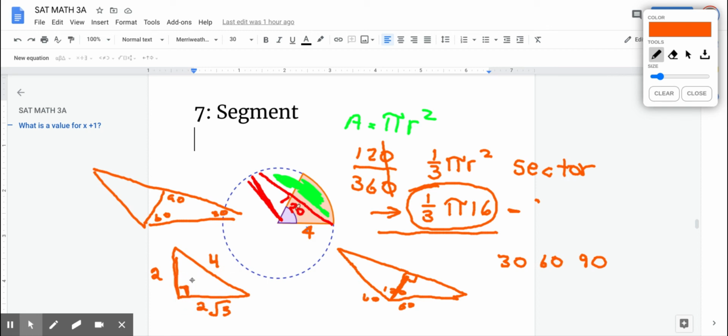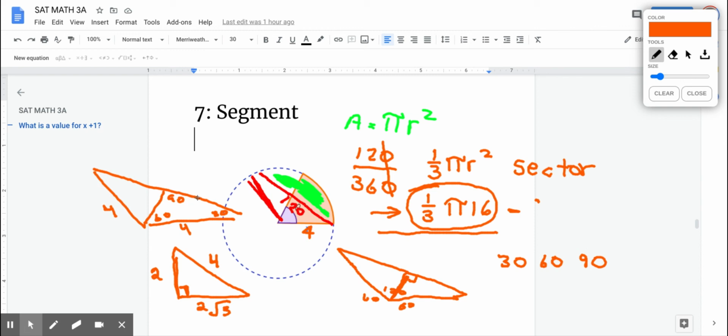Now we have all this. This is all we need to know. So remember, we cut this in half before, and we had 4 on each side. So we'll try to find this area right here, because if we know the sector, the area of the whole circle, plus the area of the triangle, we subtract that and we get the segment, like I said over here.